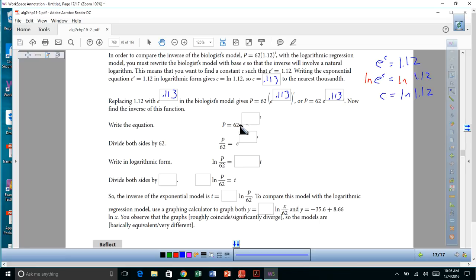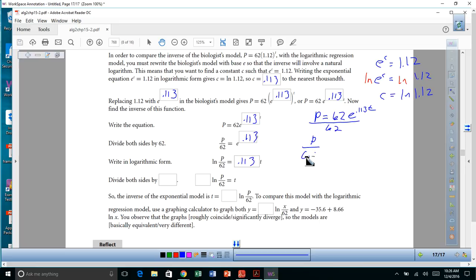Now, find the inverse of this function. So P equals 62e to the 0.113t, okay, and divide both sides by 62. So you get P over 62 equals e to the 0.113t. Write in logarithmic form. So the natural log of P over 62 equals 0.113t. And let me see here. You got P equals 62 e to the 0.113t. We divided everything by 62, and we got P over 62.